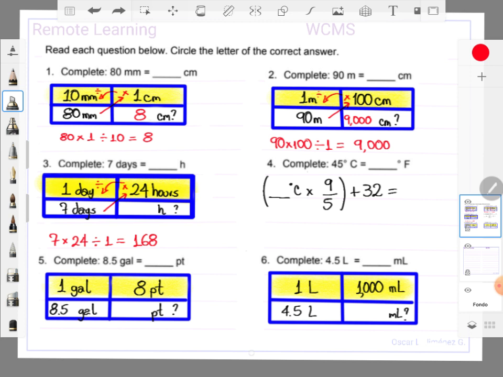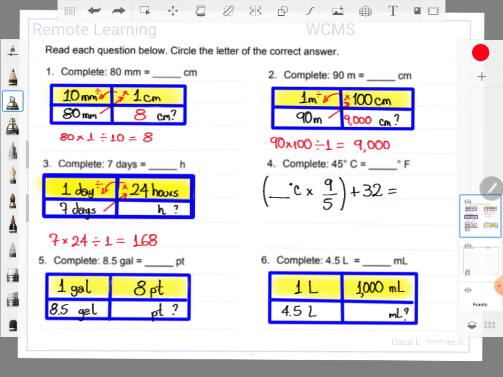Now exercise number 4 is different, because here we are not going to use cross multiplication. We have a formula, an expression that lets us find the Fahrenheit degrees when we have Celsius degrees. Right now I'm not going to show exercise number 4. I will show you in a few minutes.